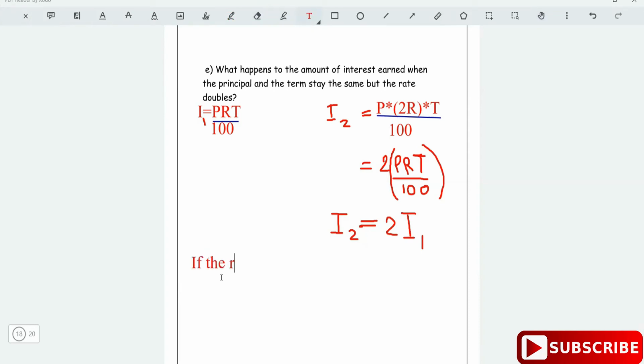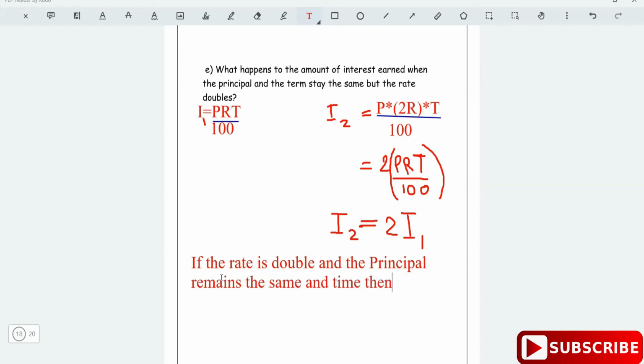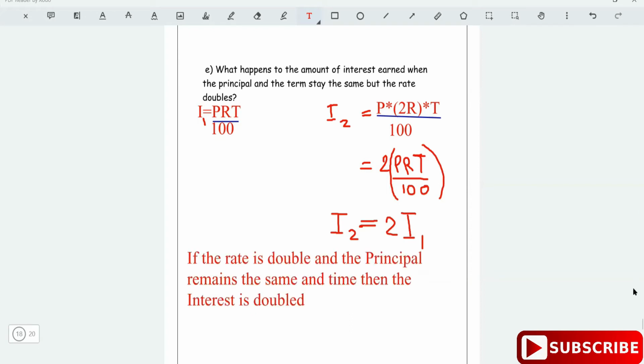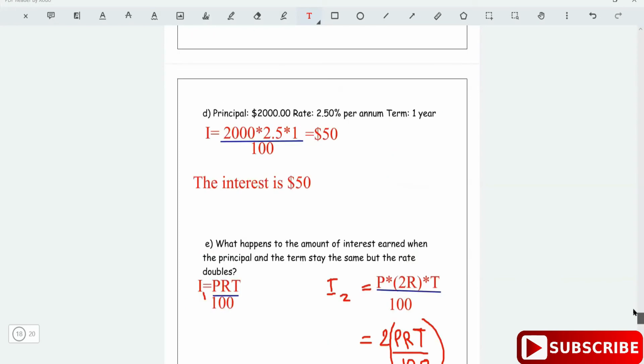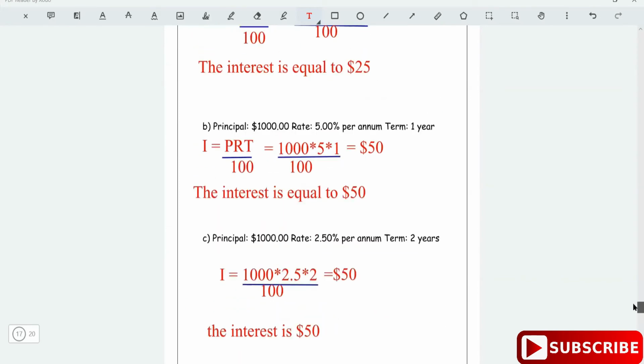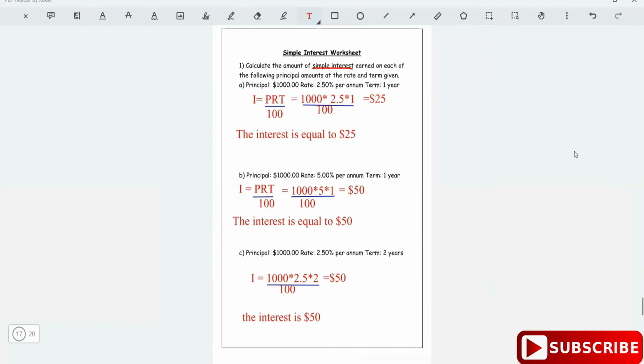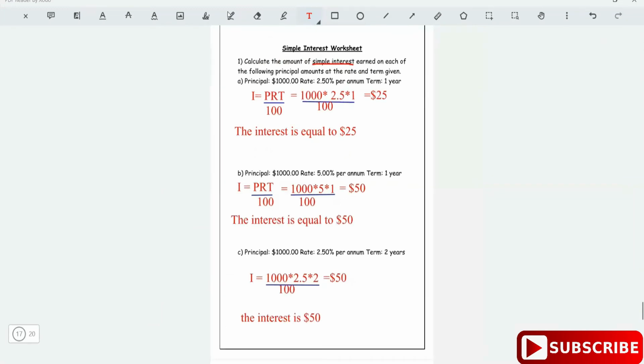So if the rate is doubled and the principal and the time remain the same, then the simple interest is doubled. Easy. We did an example like that above. Let's look at it right here. Look at this question, number 1.